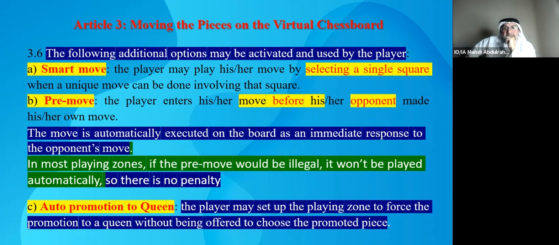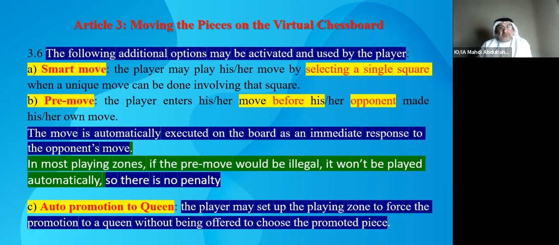Pre-move: the player enters his move before his opponent has made his own move. He just waits, carrying his move, for the opponent to play. Immediately after the opponent plays, this move is automatically put on the board. This is sometimes very dangerous because you don't know what the opponent will play, maybe some strange move, and if your pre-move is played, maybe you lose the game.